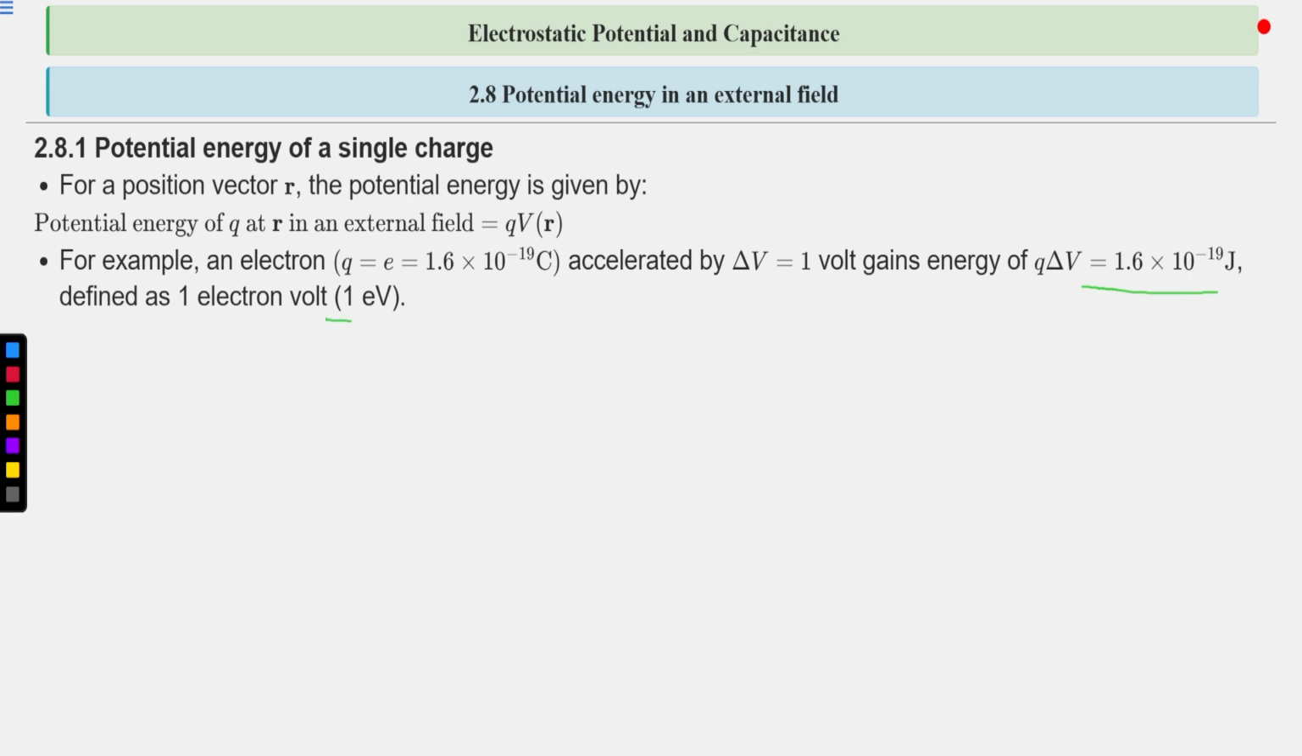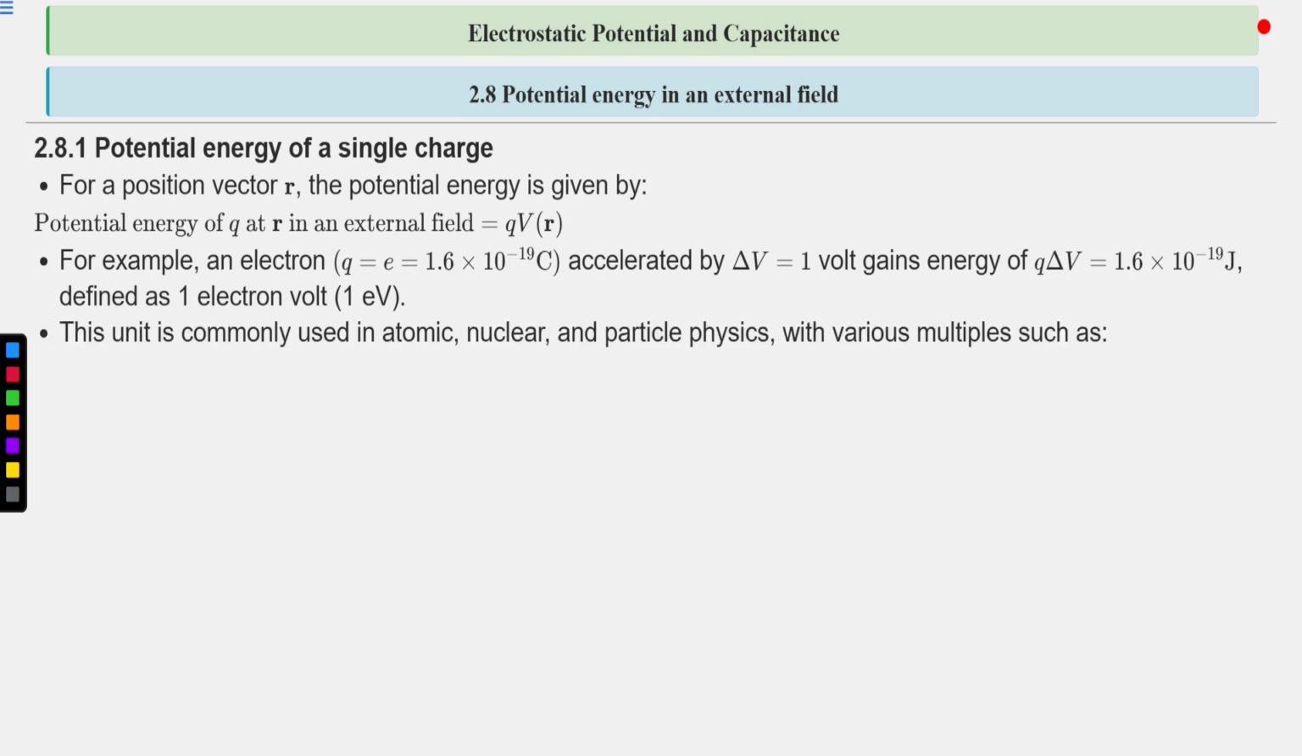This unit is widely used in atomic, nuclear, and other quantum physics topics. So this unit is commonly used in atomic, nuclear, and particle physics. Those are the topics of 12th class at the last, modern physics. This electron volt we are going to use very much in the last chapters of 12th class. So this unit is commonly used in atomic, nuclear, and particle physics with various multiples.